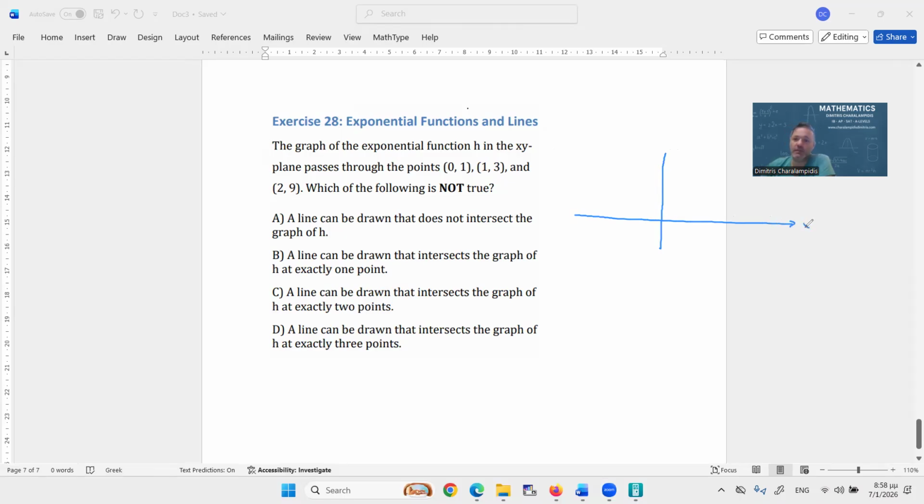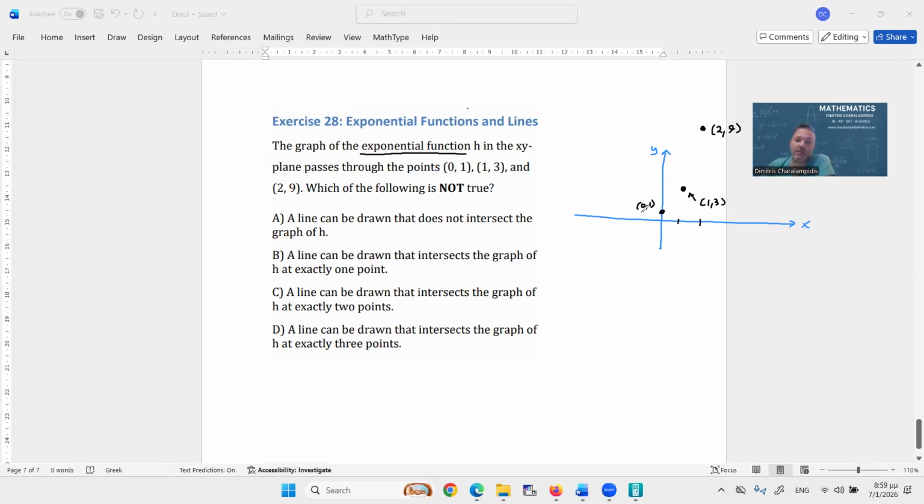So this is the set of the axes, the x and y axis. We were told that the exponential function passes through the points with coordinates (0, 1). So let this be the point (0, 1). Then it's (1, 3). Let's say that this is (1, 3). And then it should be (2, 9). So let's put that here.